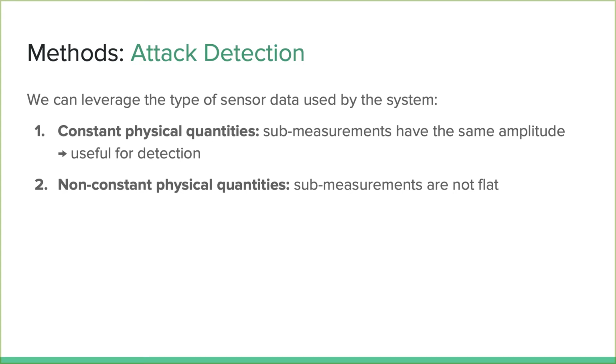So we can actually leverage the type of sensor data used in the system. First, if we have a constant physical quantity, essentially a sensor that remains constant between measurements, this could be like a thermistor in a room where the temperature is changing very slightly. We can use that to detect attacks when the sensor is on. In the second case, we have non-constant physical quantities such as microphones that vary quite a bit between measurements. The measurements are no longer flat, so we can't use them when the sensor is turned on.